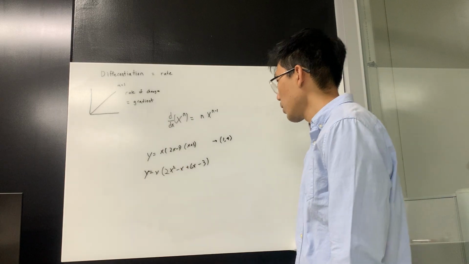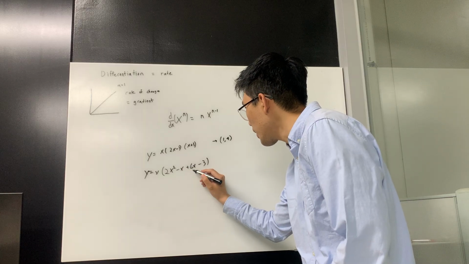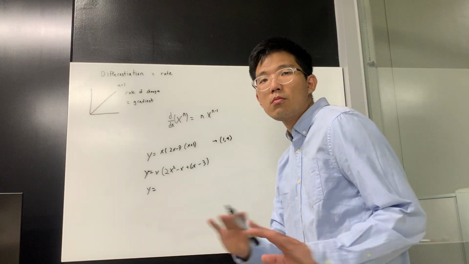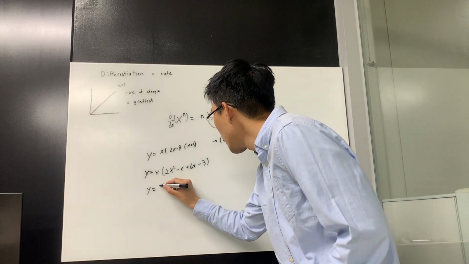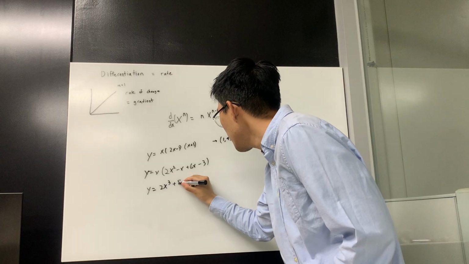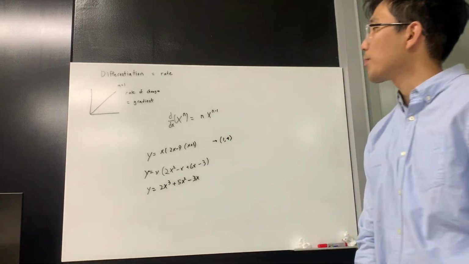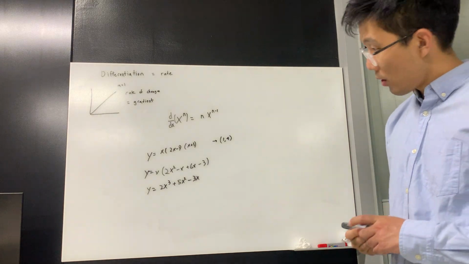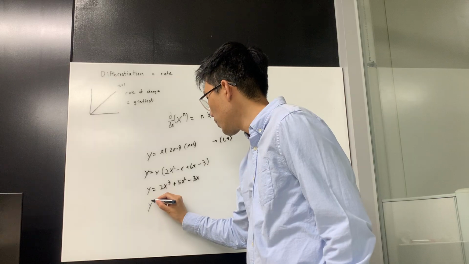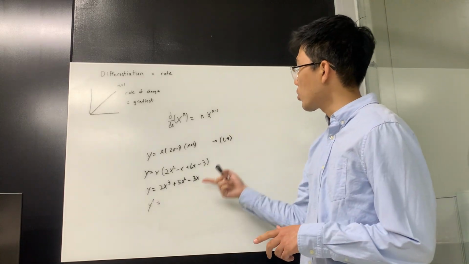Okay, so let's simplify 2x squared plus 5x minus 3. So this is just algebra, don't get upset. 2x^3 plus 5x^2 minus 3x is our equation. Okay, so this is our y and we need to differentiate. So let's differentiate. Y prime is equal to, so this is what we just learned.